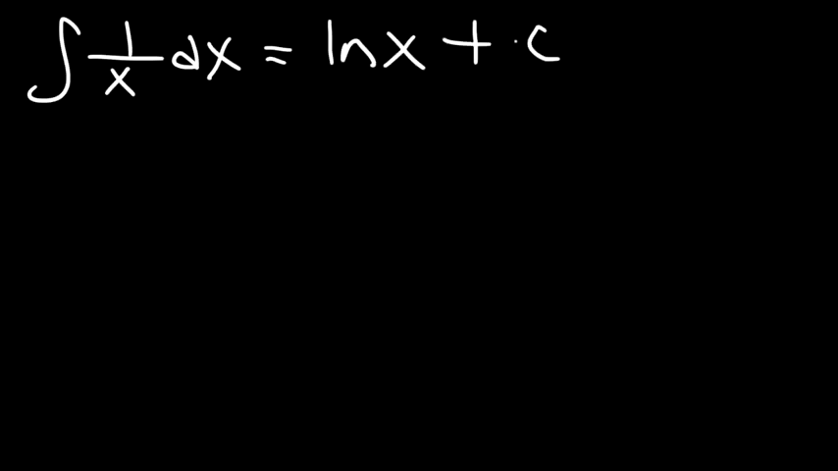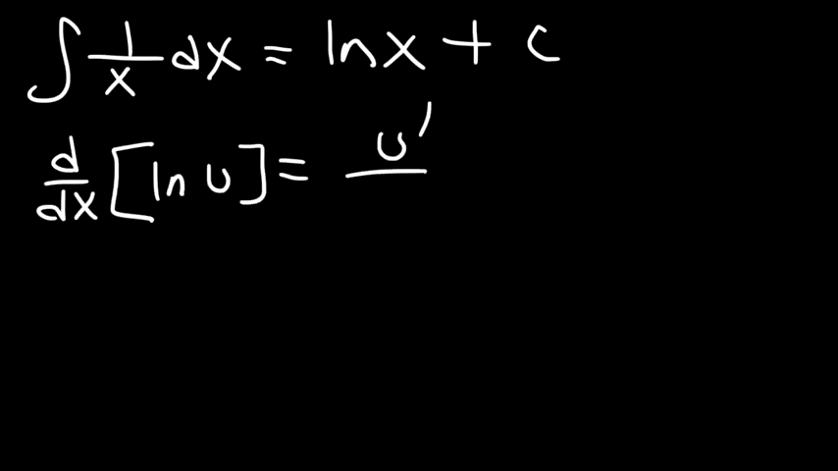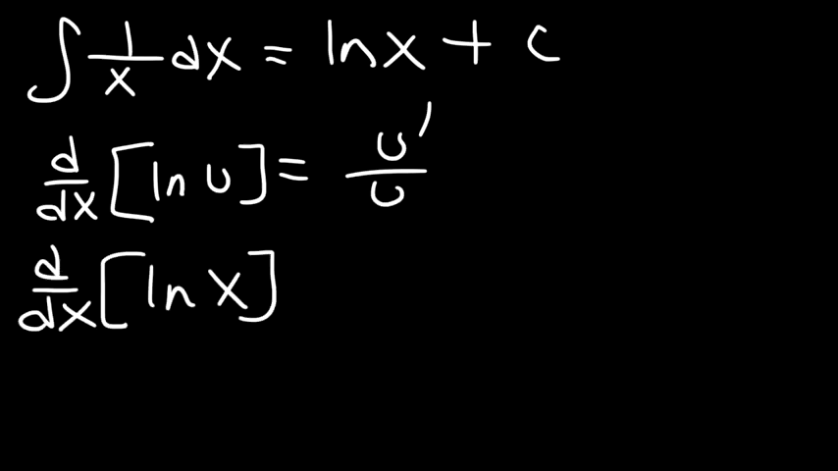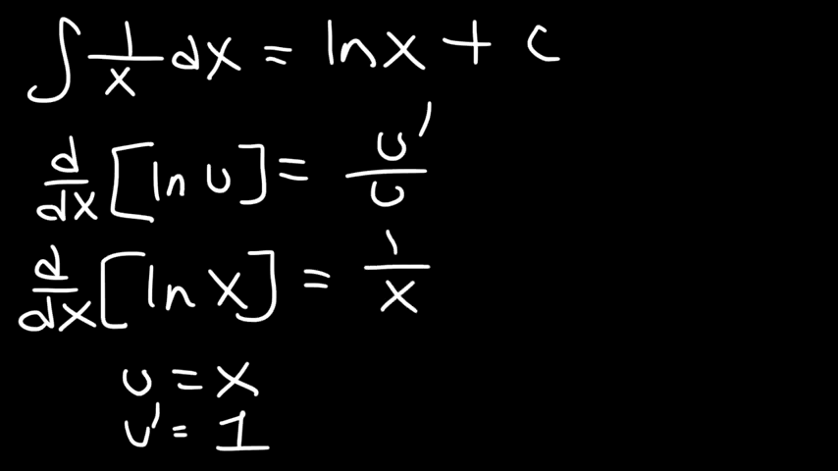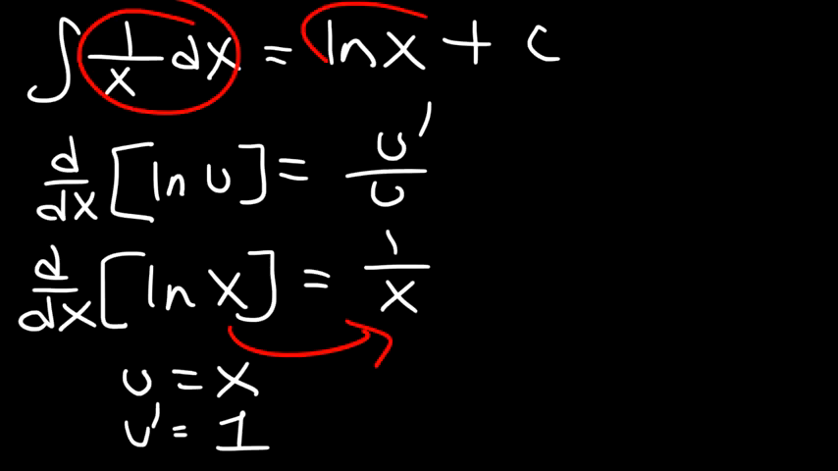You simply need to know that the antiderivative of 1 over x is ln x. Because if you recall, the derivative of ln u with respect to x is going to be u prime over u. And so the derivative of ln x is, if u equals x, u prime is the derivative of x, which is 1. So it's 1 over x. So if the derivative of ln x is 1 over x, the antiderivative of 1 over x is ln x. So that's one of those formulas that you need to commit to memory.